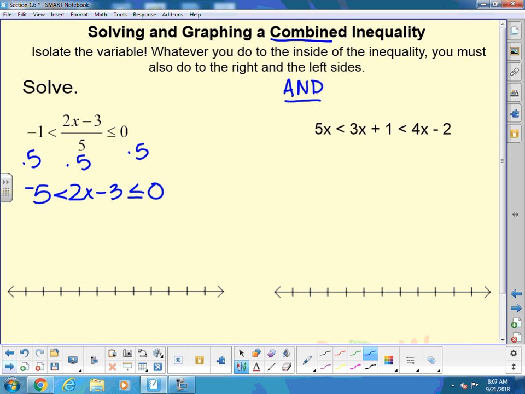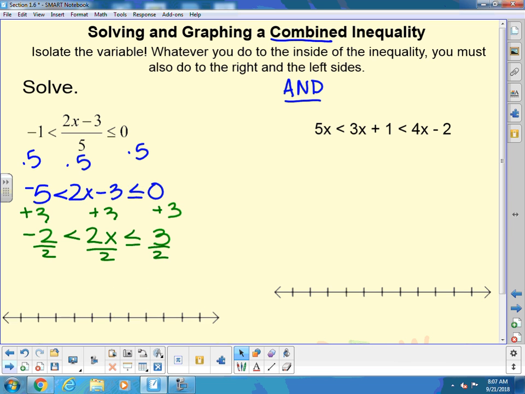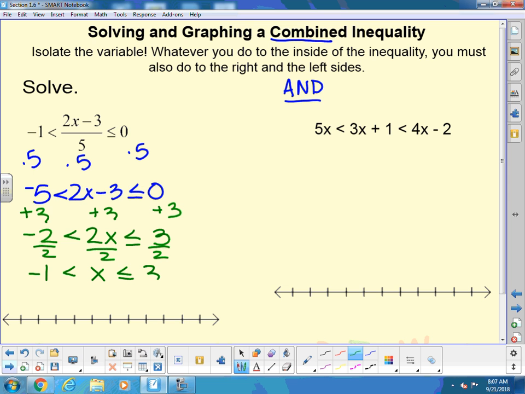What's the next thing you would do to all 3 pieces? Add 3. Plus 3, plus 3, plus 3. So then I have -2 less than 2x less than or equal to 3. And then last step, divide by 2, divide by 2, divide by 2. So then I end up with, my inequality sign's not changing, -1 less than x less than or equal to 3 halves, which means pretty much x is between -1 and 3 halves.